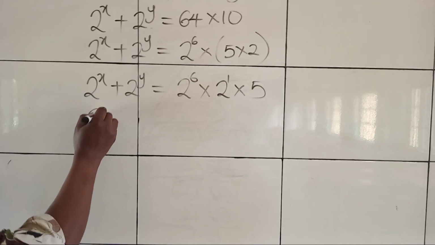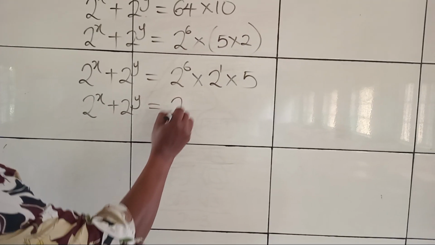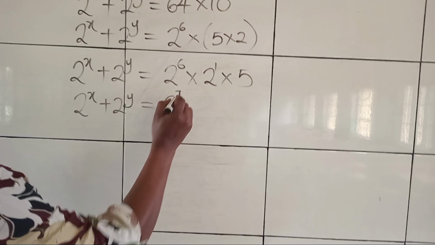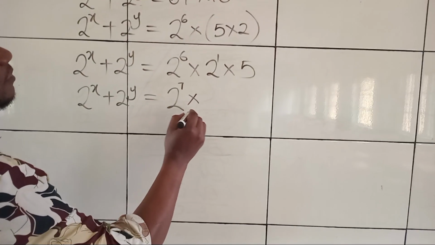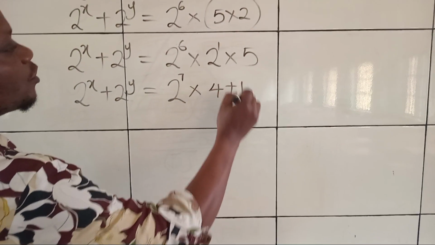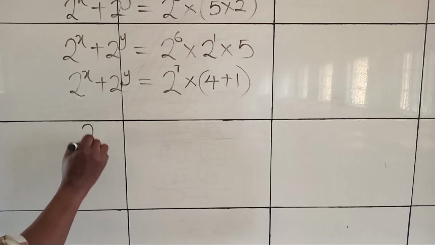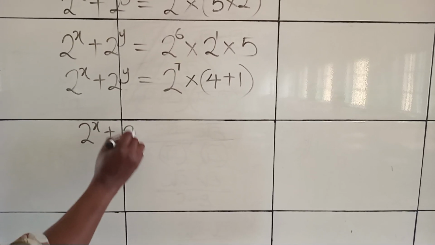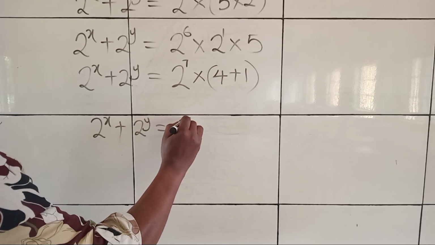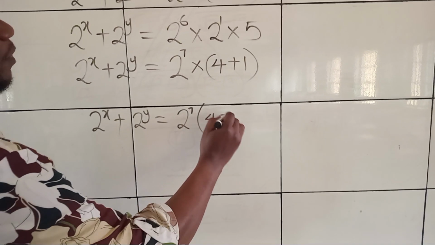So we have 2 raised to the power of x plus 2 raised to the power of y will give us 2 raised to the power of 6 plus 1 because the bases are equal. So that gives us 2 raised to the power of 7 times 5, and 5 can also be written as 4 plus 1, right? So now we have 2 raised to the power of x plus 2 raised to the power of y equals 2 raised to the power of 7 open bracket 4 plus 1.